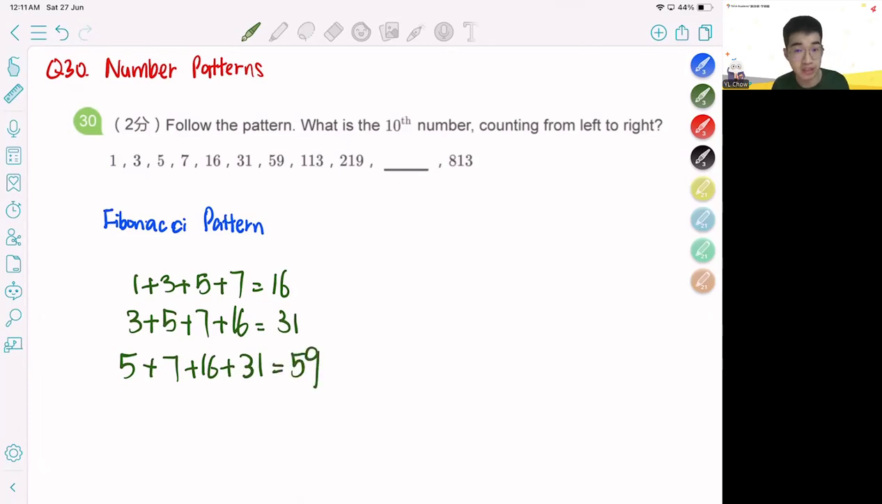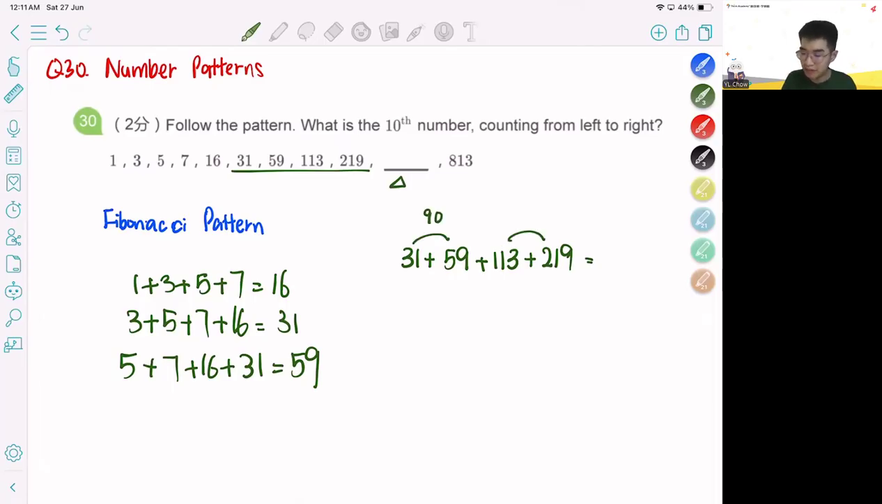Oh God. So if you keep continuing the pattern, you will realize that to get this number over here, you need to take the previous four numbers added up together. That will be 31 plus 59 plus 113 plus 219. All right, now let's perform the addition. 31 plus 59 is 90. 113 plus 219 is 332. So then you will get 422 as the missing number here.